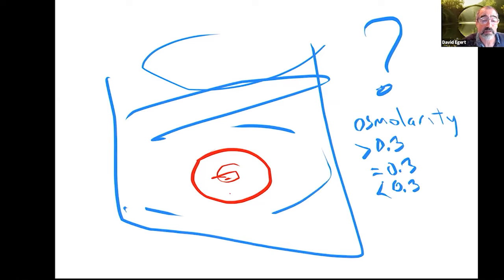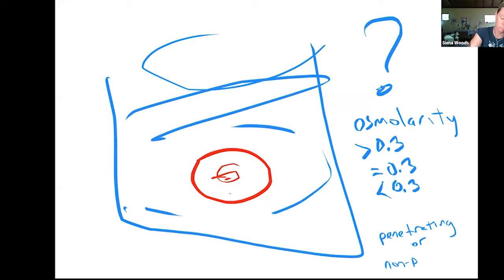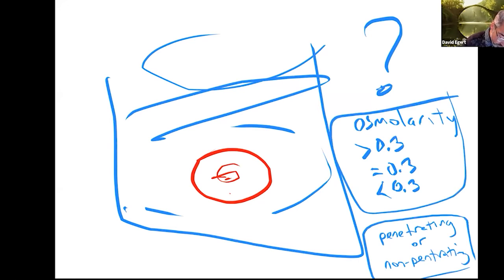And what's the other piece of information I need to make a definitive prediction? Tonicity. How do we figure that out? Is it penetrating or not? Yeah, is it penetrating or not? So these are two things that you are going to need to pay attention to when you are trying to predict how a cell is going to react in some solution. And then you have the information you need, the stuff we've just been talking about.